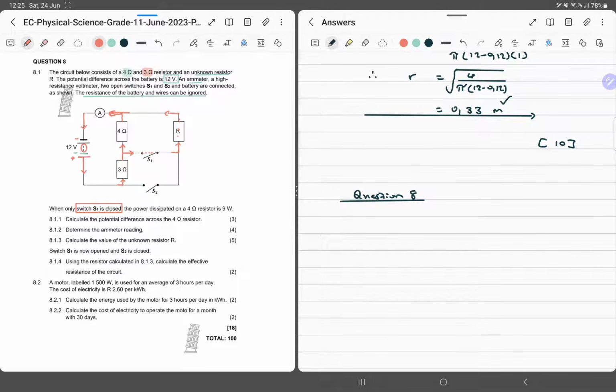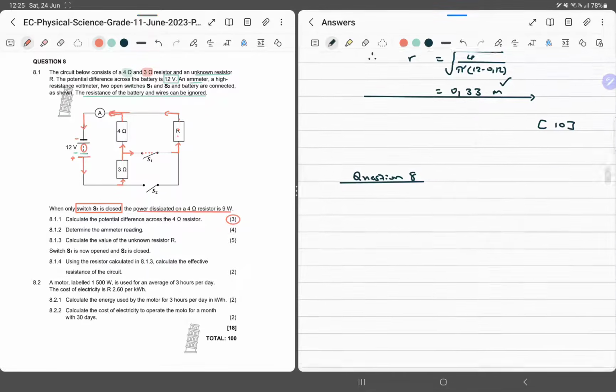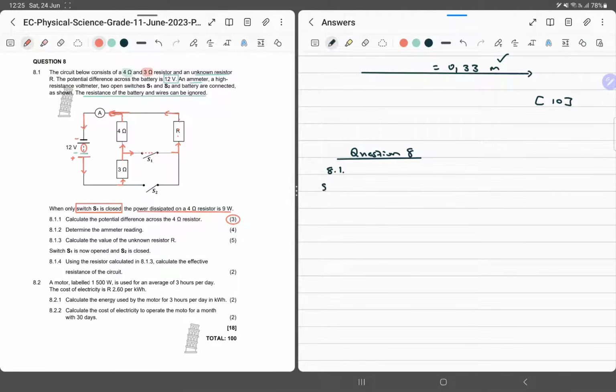So now it says the power dissipated by the 4 ohm resistor is 9 watt. Now it says calculate the potential difference across the 4 ohm resistor. So it's an easy 3-mark question. So we can handle that. So we've got 8.1.1. We know that power is basically V squared over R. So if you don't remember this, use this generic one, which is power is VI, and then do some gymnastics to arrive at that one. So sometimes you may not have this one, but it's so convenient.